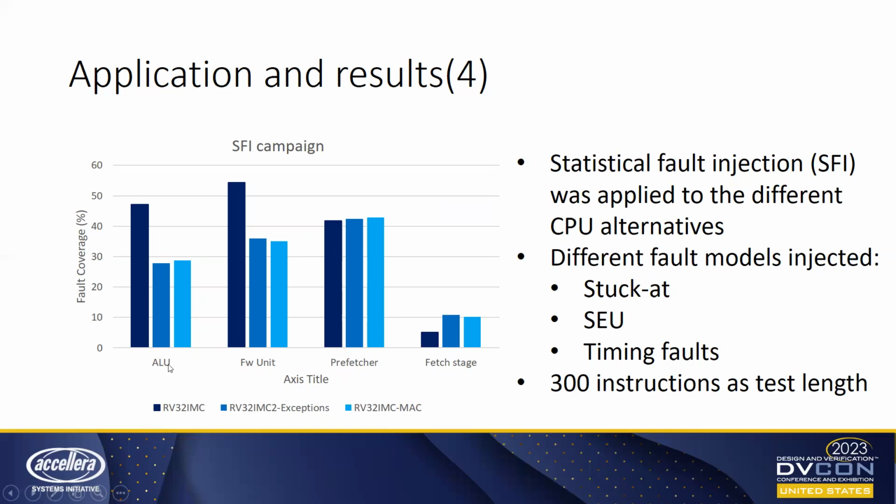For all components, we did 300 instructions as test length. And we injected only 30% of the total amount of faults. And here you could see that for all components, according to the SFI campaign, the fault coverage is lower than for the stuck-at faults. And the fetch stage, as could be seen, had the lowest fault coverage rate.